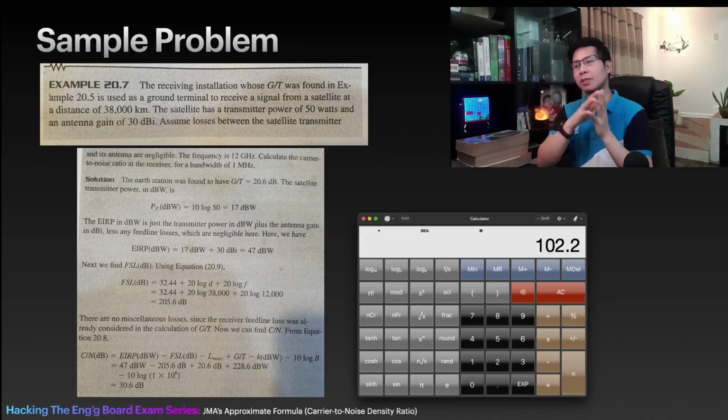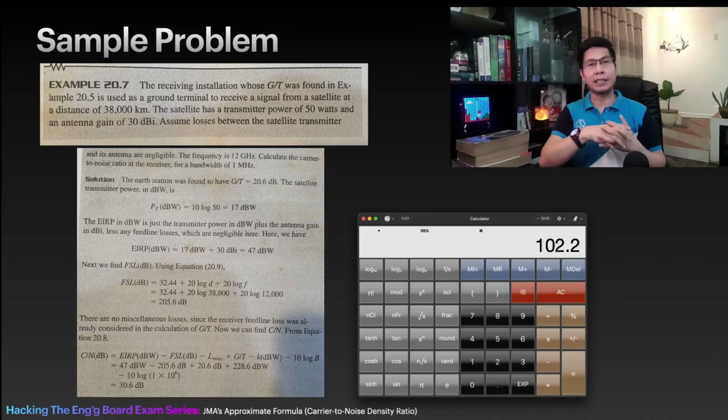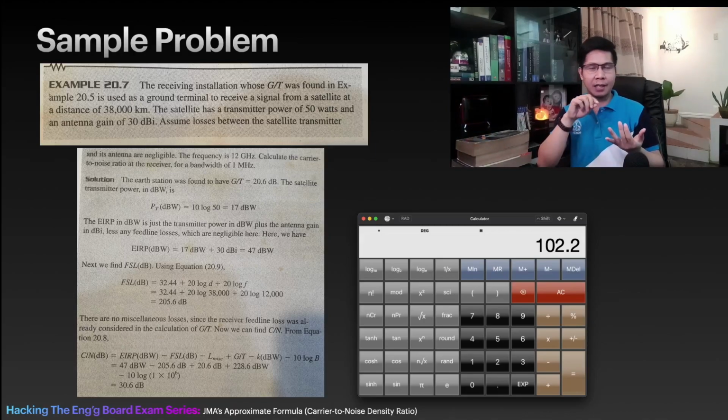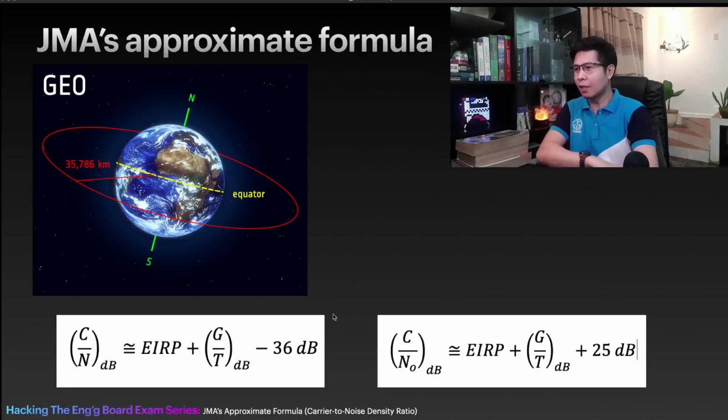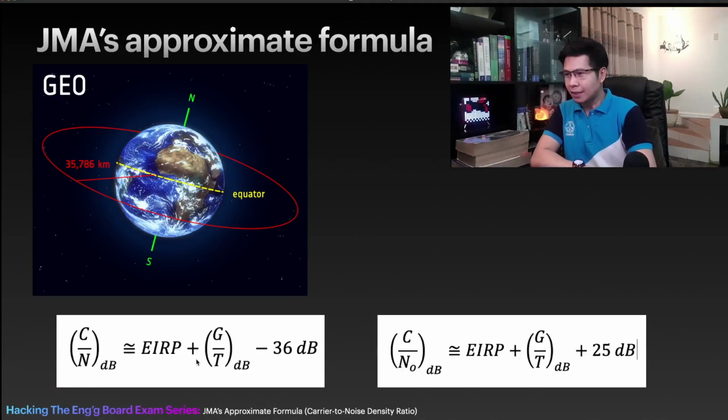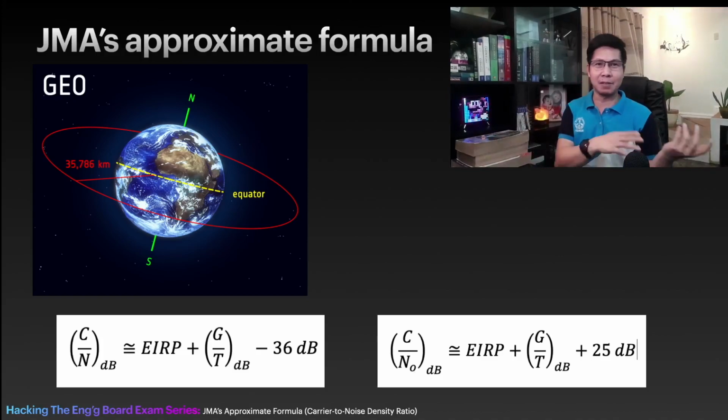Now, let's try to compute this using yung approximate formula na ginawa ko. So, using the JMA's shortcut formula. Ano nga ulit formula natin? That's simply EIRP plus the G over T pag carrier to noise minus 36 dB. So, all you have to remember is the constant. Pag carrier to noise lang ang pinapakompute, minus 36 dB. Pag carrier to noise density, plus 25 dB. Kung paano nakuha yan, saka natin pag-usapan yan sa ibang discussions na.